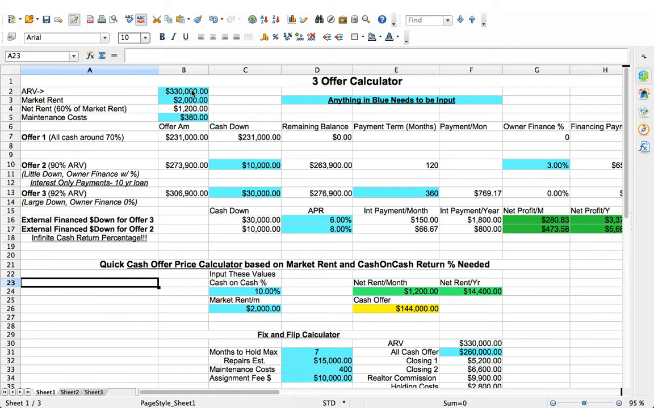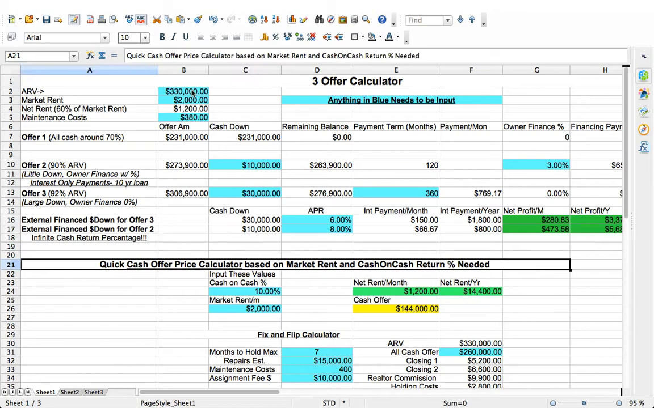And here's a quick two tools that I added in here. What you're basically doing is you have a market rent and you have a cash on cash percentage that you're trying to reach. So say you want to have a 10% cash on cash return. The market rent's about $2,000. That's all you really need to know for a very quick estimate. You're going to want to know a bit more about the property, but this is kind of like a safety net, a reverse calculation of what's going on up here.